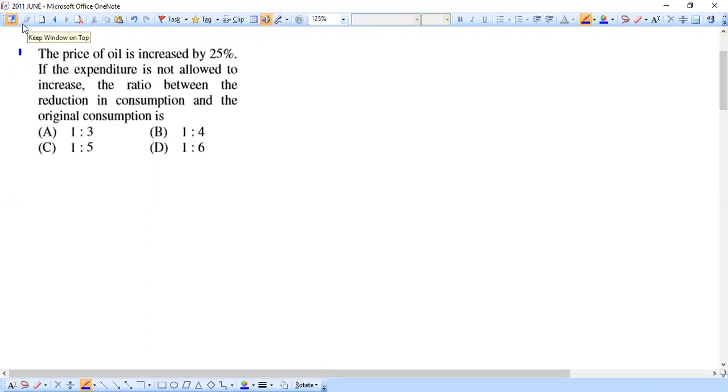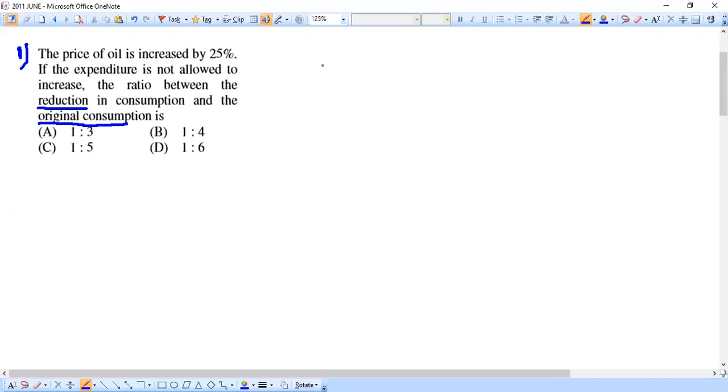The price of oil is increased by 25%. If the expenditure is not allowed to increase, then the ratio between the reduction in consumption and the original consumption is what? This is our question. It deals with percentage as well as ratio. The question is given in terms of percentage, but the answer they're asking is in terms of ratio. Let's give a try here.